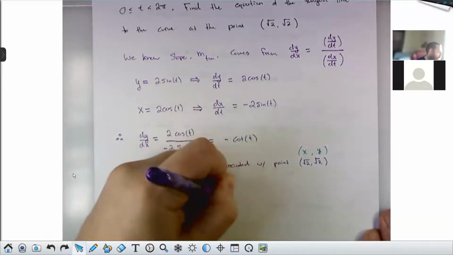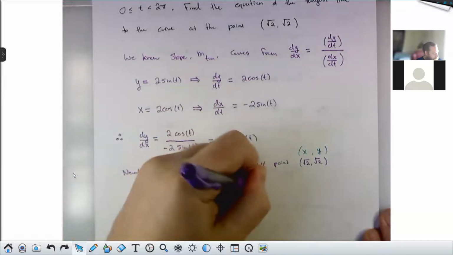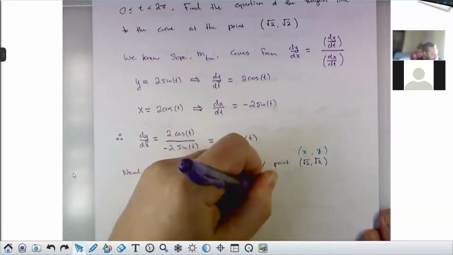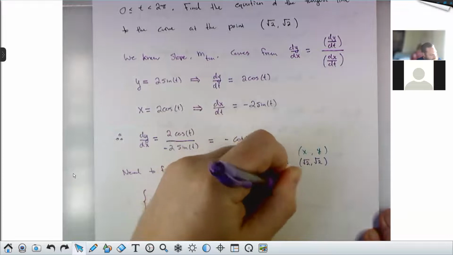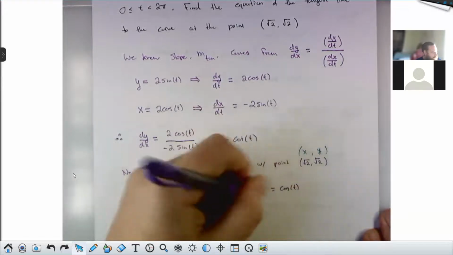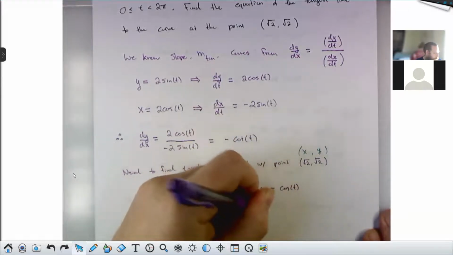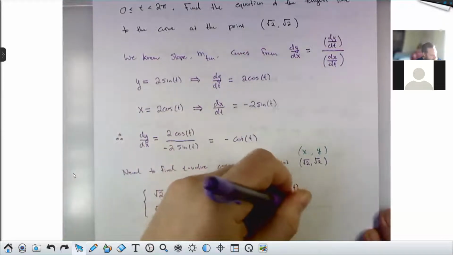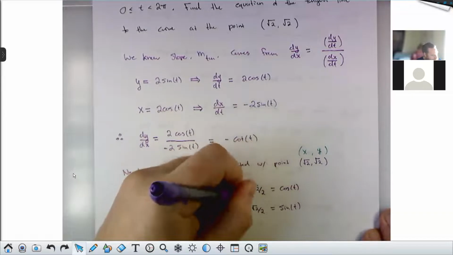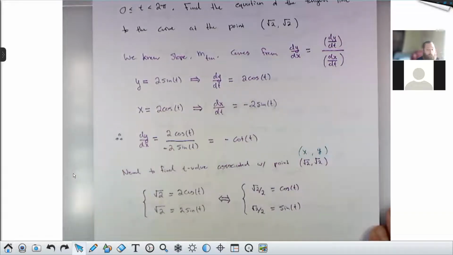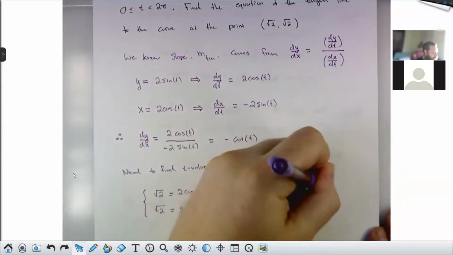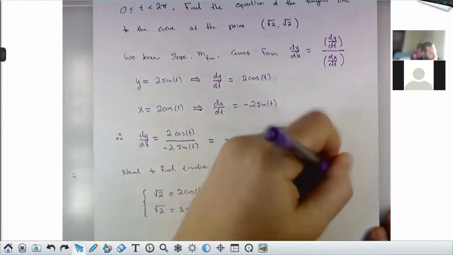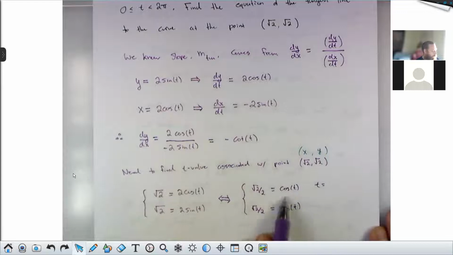And this is equivalent to saying root 2 over 2 is equal to cos t, and root 2 over 2 is equal to sine t. And that first equation has two solutions. Where is cosine of t equal to root 2 over 2? Well, that's at pi over 4.